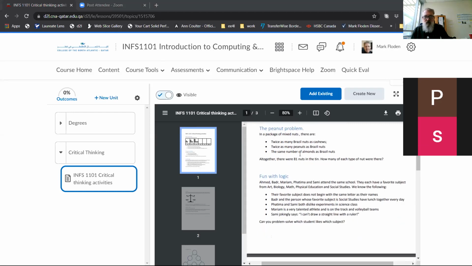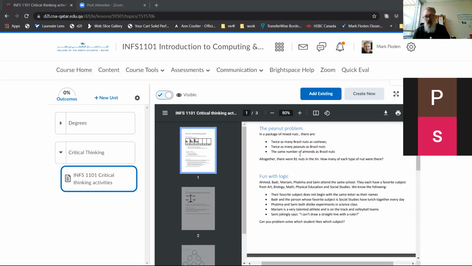But can you think of this one? Have a look at this one. Twice as many Brazil nuts as cashews, twice as many peanuts as Brazil, same number of almonds as Brazil. And the total is 81 nuts. So can you convert that into some kind of mathematics and then solve it? I'll give you a hint here. What you want to do is sort of equate them all to one thing.